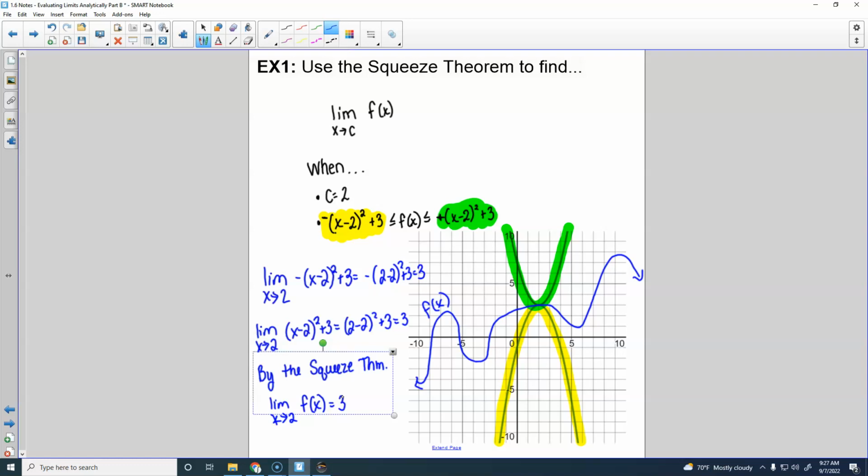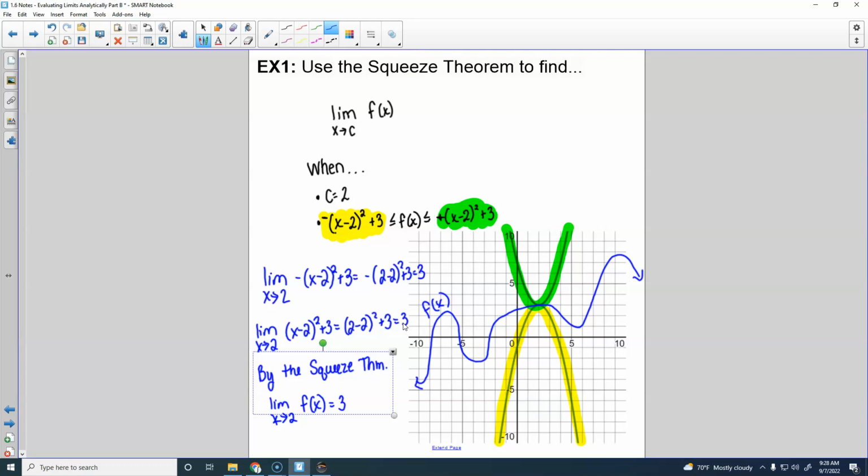Now, on these, I'm pretty sure the book is going to always give you ones where you get that same limit. If, for some reason, our limit of the yellow function was 3 and the limit of the green function was 4, then we can't use squeeze theorem because those two limits don't equal each other. So we wouldn't be able to make a conclusion. I believe in the textbook on these problems, it's always going to give you ones that actually do work there. But this would be the work you would show if you're asked to do these.